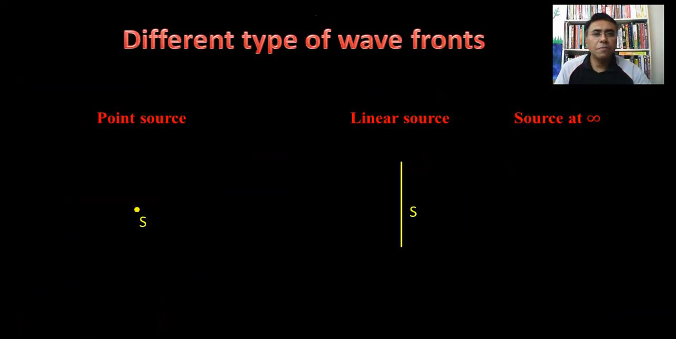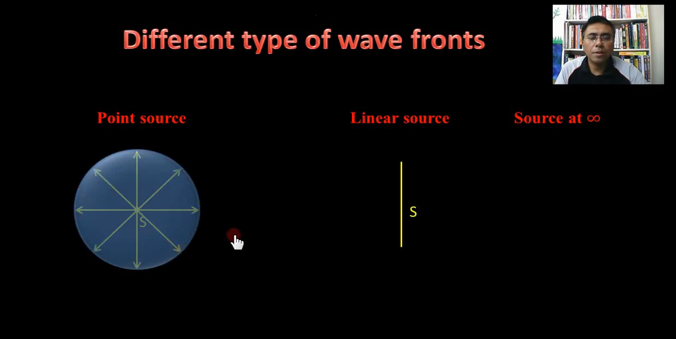Now let's discuss the different types of wavefronts. The shape of the wavefront basically depends upon the type of source. If we have a point source of disturbance, that is a point source of light, then the shape of the wavefront obtained will be spherical. This is because all the points on the surface of the sphere are equidistant from the point source. That means all these points on the surface would be in phase.